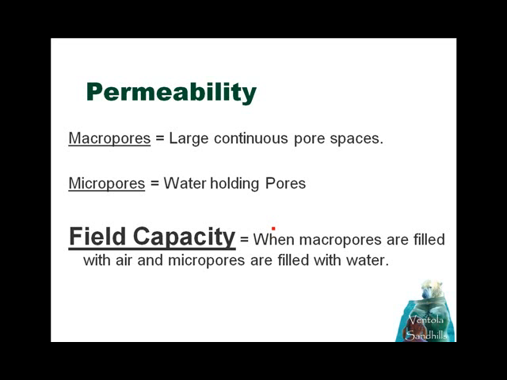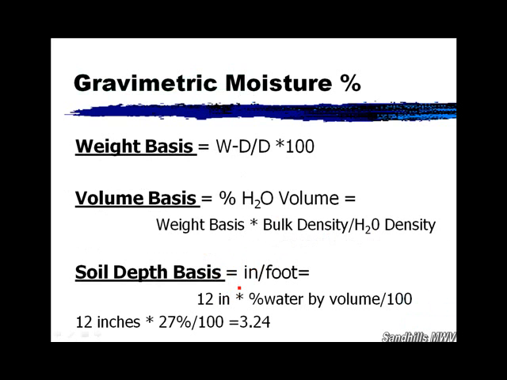So, on to the math that we're going to need to do. You're going to need to figure out the moisture content of your soil every week on a weight basis, a volume basis, and a soil depth basis. So the weight basis, you're going to take the wet soil minus the dry soil divided by the dry soil times 100 will give you how much water weighs there. So the dry soil will be a constant.